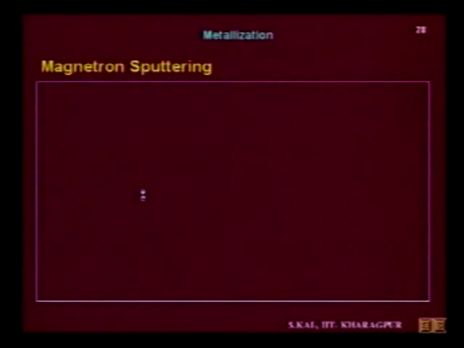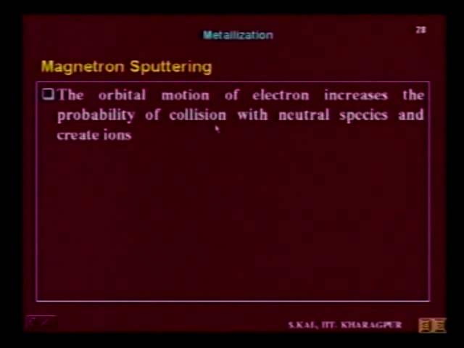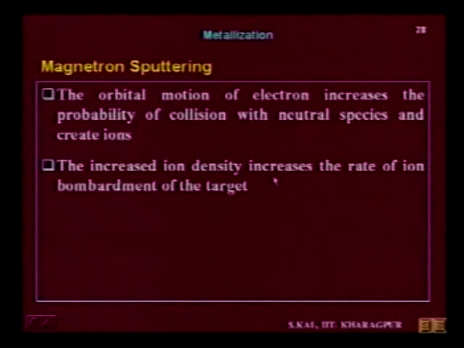Okay, now the orbital motion of the electron increases the probability of collision with neutral species and creates ions. Just now I mentioned, so ion flux will increase. The probability of collision with neutral atoms, which means if you use argon, then argon atoms will be ionized more, and it creates more ions. The increased ion density increases the rate of ion bombardment of the target.